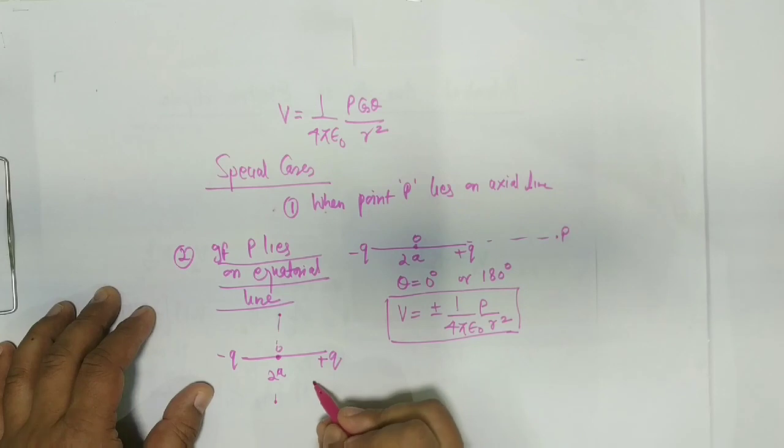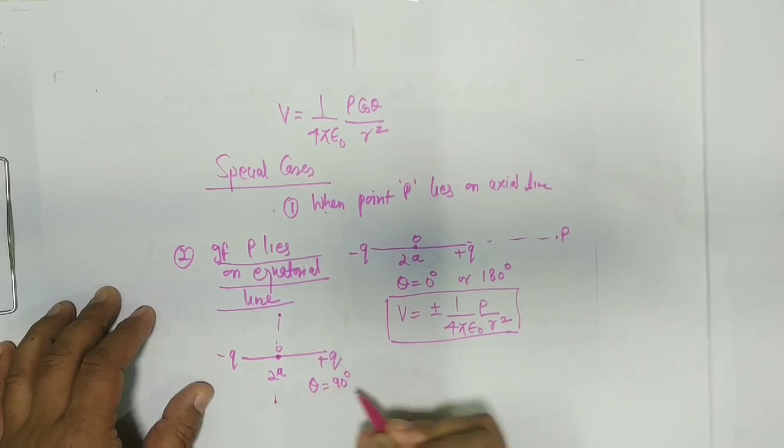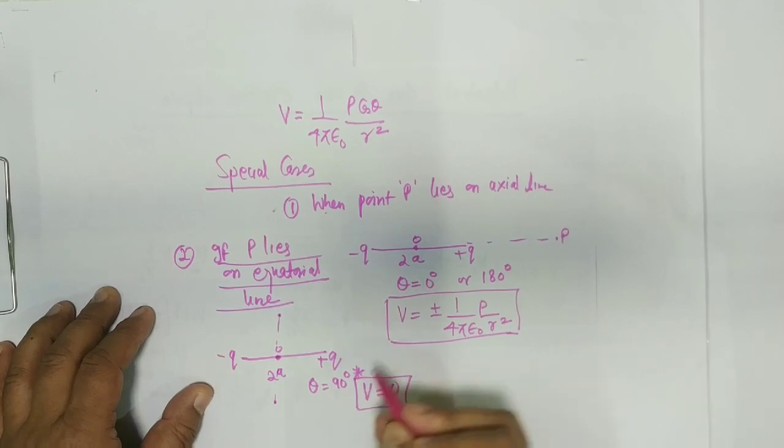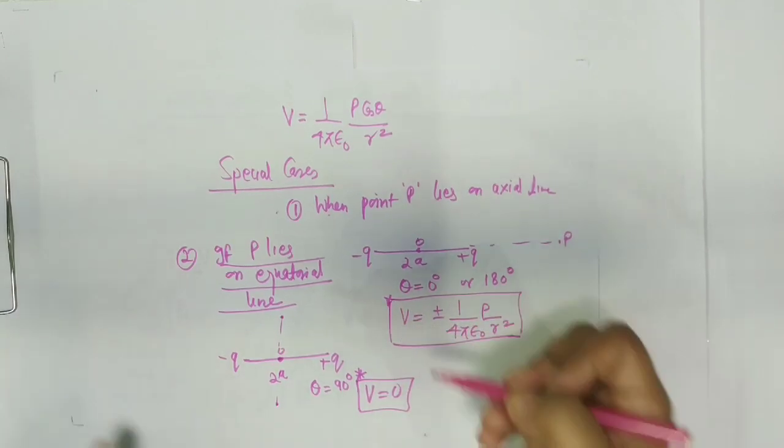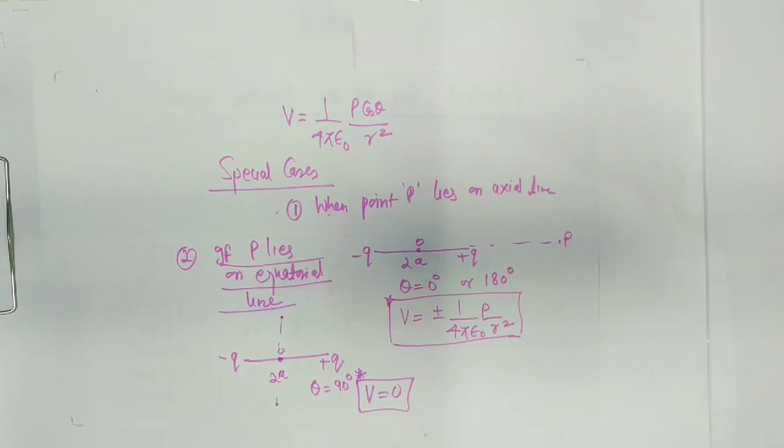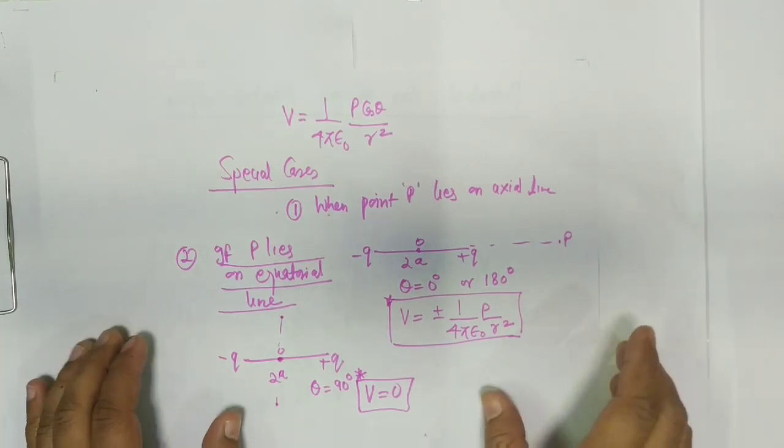Do you know what will happen? Theta will be 90 and V is 0. So if point P lies on the equatorial line and axial line, what will be the cases of the electrostatic potential due to an electric dipole?